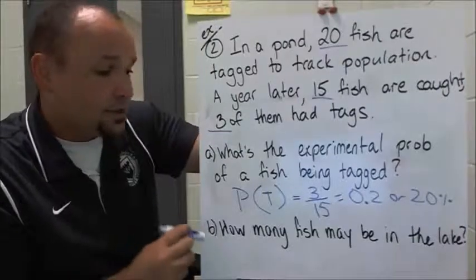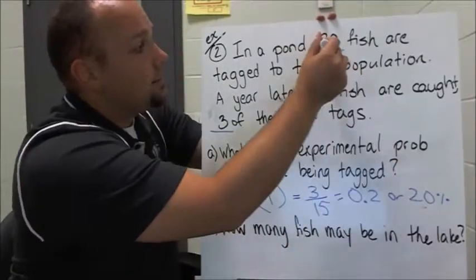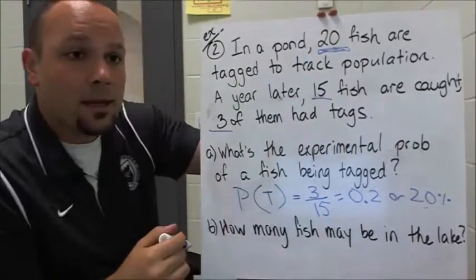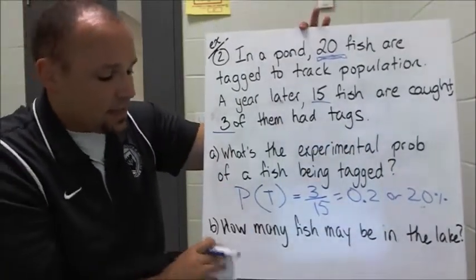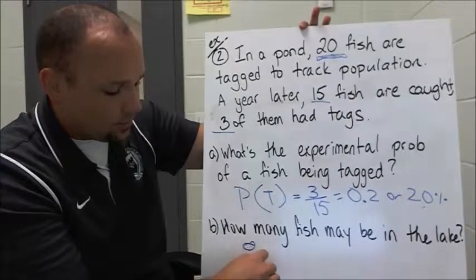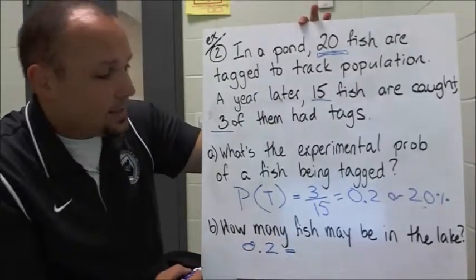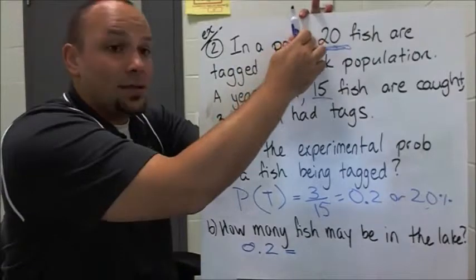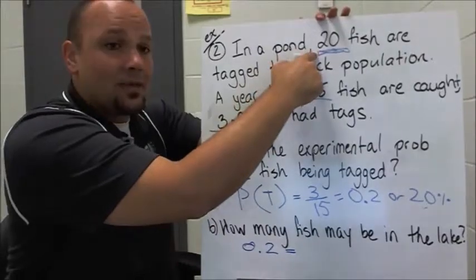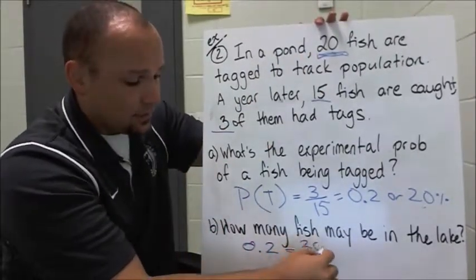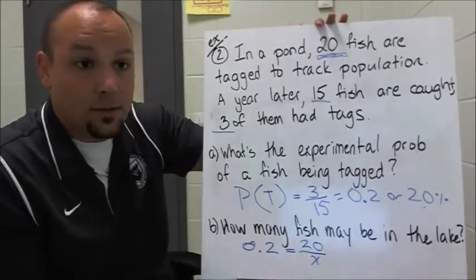Now, how many fish may be in the lake? Okay, so we're going to use our probability here and the fact that we tagged 20 fish at the beginning to figure out how many fish there may be in the lake. All right? So the probability of a fish being tagged is 20%. So 0.2, right? That's the probability of a fish being tagged. Now, that needs to be the same as the probability that we tagged that fish. So the probability, now remember, if we tag 20 fish, those are successful outcomes, and the total number of fish is x, because that's what I don't know, okay?